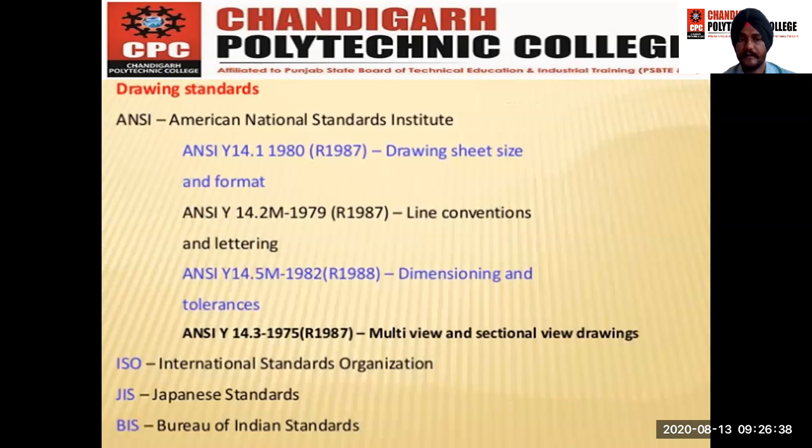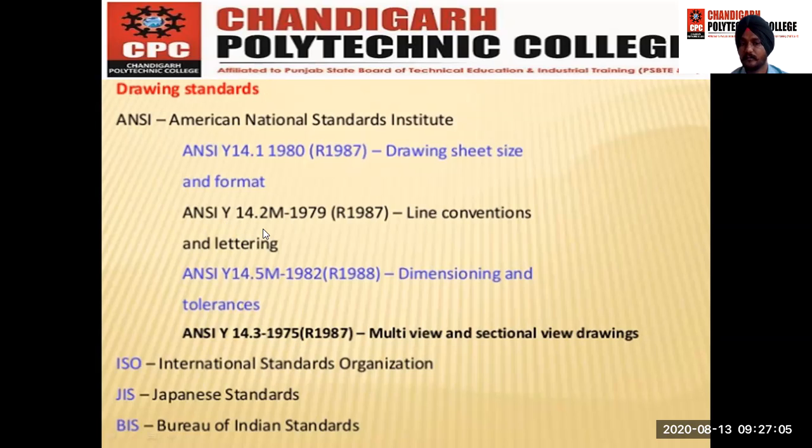Drawing standards, ANSI, American National Standards Institute. These are some standards that will be used in drawings. Some of drawing sheets, some of dimensionings, their methods, conventions, line conventions. These all different standards are used for different methods. Like ANSI Y14.1 1980 R 1987. This standard is used for drawing sheet and format.